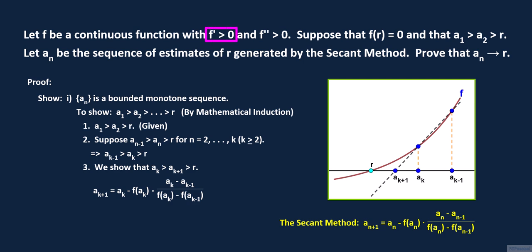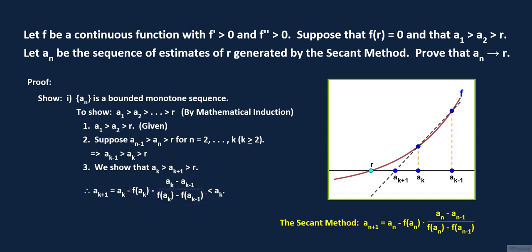f′ is greater than 0 so that f is strictly increasing. Since f(r) = 0 and aₖ is greater than r, f(aₖ) has to be positive. aₖ₋₁ is greater than aₖ so that aₖ − aₖ₋₁ is less than 0. Likewise, f(aₖ) − f(aₖ₋₁) is less than 0 since f is strictly increasing. Therefore, the right side of this equation is less than aₖ, so that aₖ₊₁ is less than aₖ.